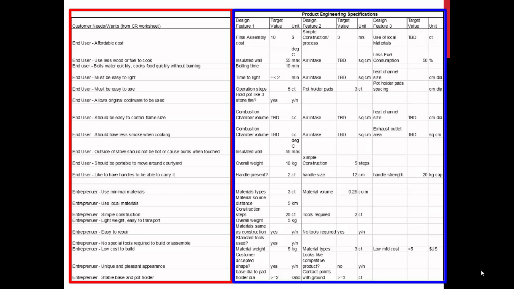You can see here too, as far as items like air intake size and heat channel size or exhaust outlet area, that we have a number of items that are listed as TBD, that is to be determined either through analysis or testing or both as the product gets developed. Key thing is we know these attributes or features have to be included in the design, so they're listed here so we don't overlook them.